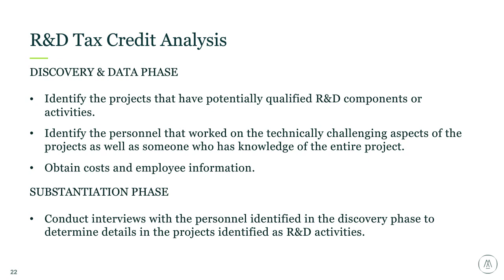Identifying that list narrows things down. Some companies that we've worked with do hundreds and hundreds of projects in a given year, so we try to pare down that list to make it as efficient as possible and narrow down to the ones we think have potential. From there, we'd also want to identify the employees or personnel that worked on the projects who can provide knowledge and details on the activities that occurred, and also tie those activities back to the job costs, because ultimately, once we've identified the activities, we then need to tie those back and capture the expenses related to those.